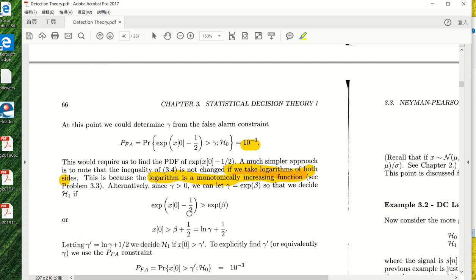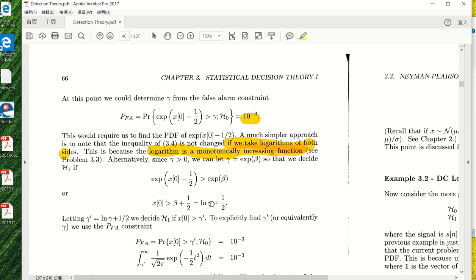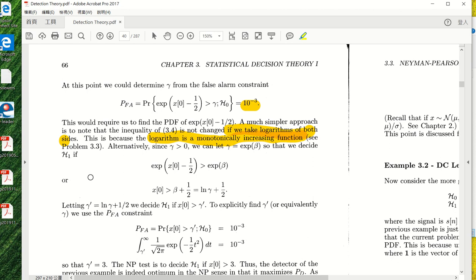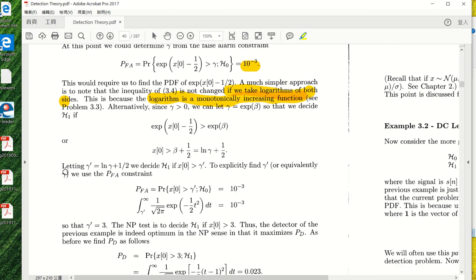Okay, so that we decide H1 if this equation holds. Notice that those are things to be decided. After it's decided, what we have will be the realization, which is x0. When we get x0, we plug it in here and make decisions. Because you take the natural log, the exponent will disappear, and you get something like this. Then you let gamma prime equal to Ln gamma plus 1 over 2, and so on. So you decide H1 if this is larger than gamma prime.